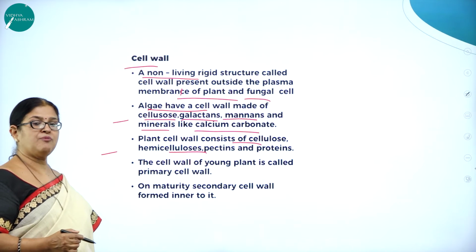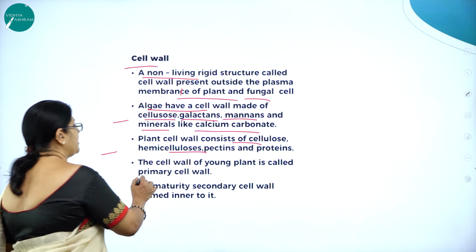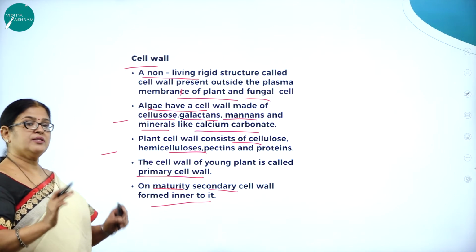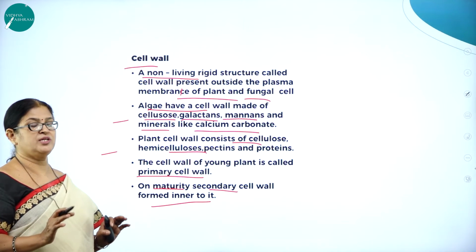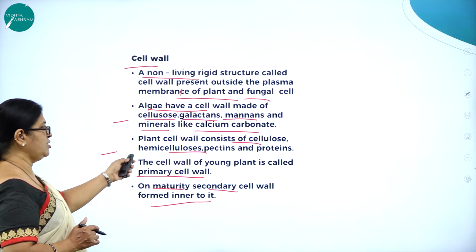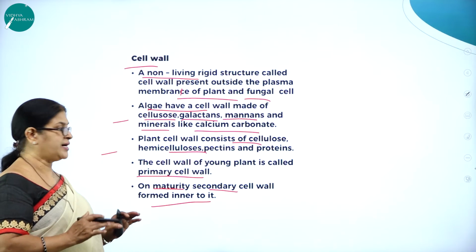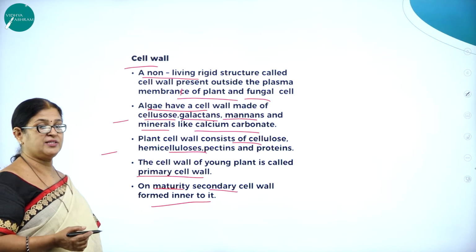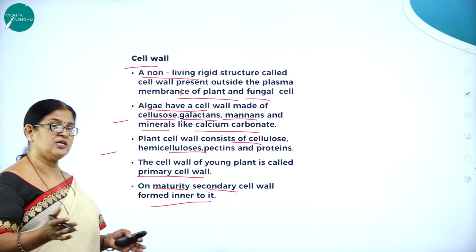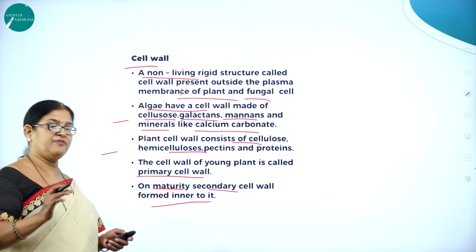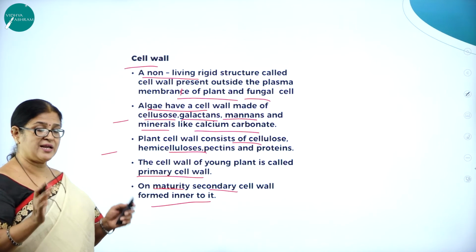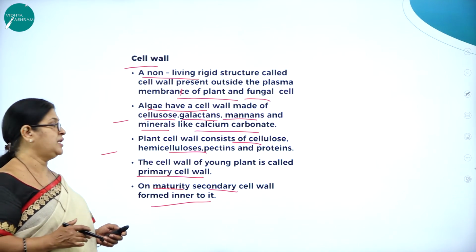As you know, the cell wall of the young plant is called the primary cell wall. On maturity, the secondary cell wall is formed inner to it. Compared to the animal cell, the plant cell wall is more rigid, and that rigidity is due to the presence of the chemical substances cellulose and hemicellulose, added to by additional deposition of pectin. That is called pectinization. Cellulose and hemicellulose form the primary cell wall material. If there is an additional deposition of pectin, we call it pectinization. Sometimes even lignin is deposited, for example in sclerenchyma, which gives mechanical support.